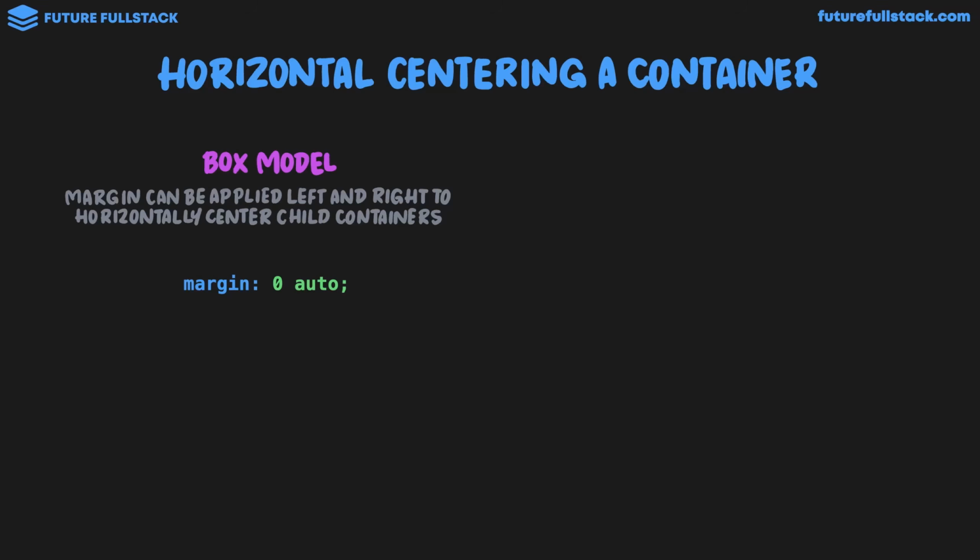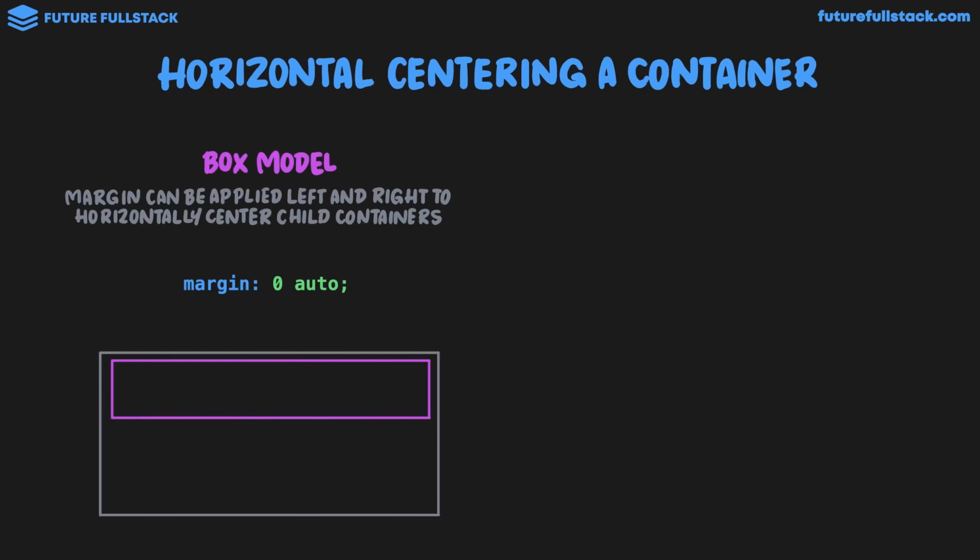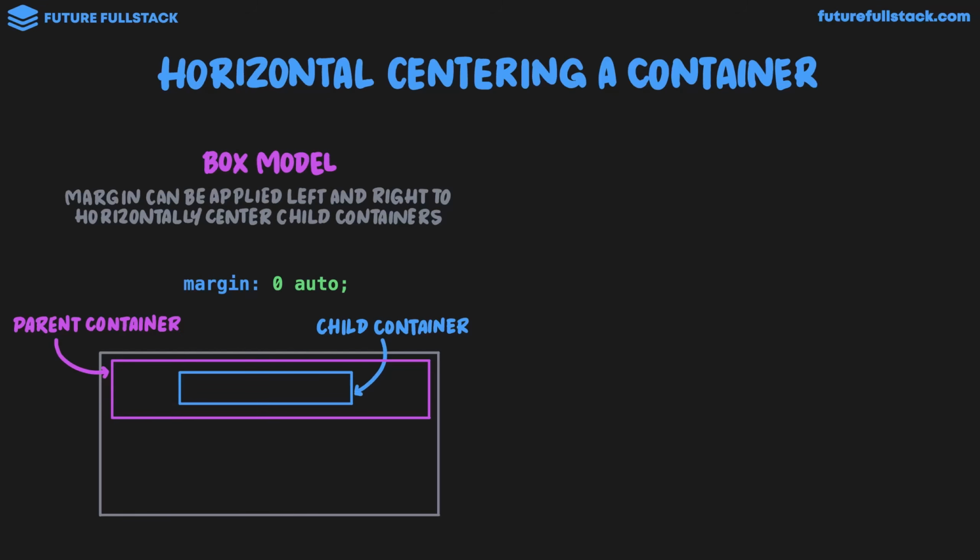right value to auto. In diagram form, we'd have our browser, we'd have a parent container shown in purple, and our child container would nicely be centered inside the parent container, with equal margin applied left and right. It's important to note that the margin property is applied on the child container. So let's play around with this inside VS Code.